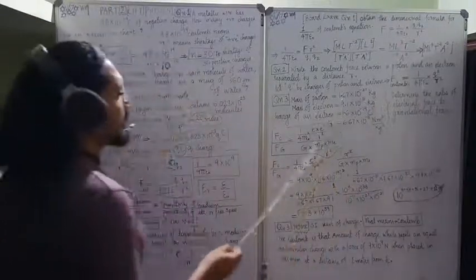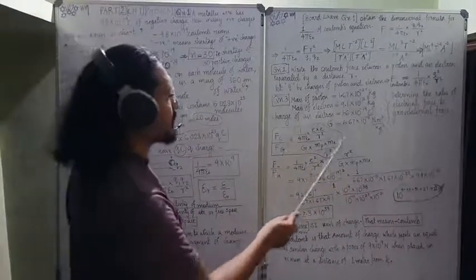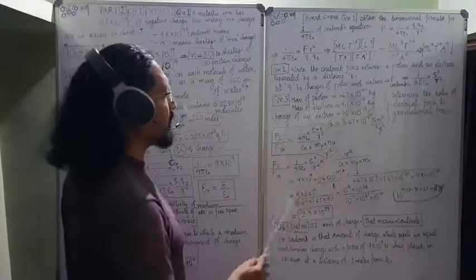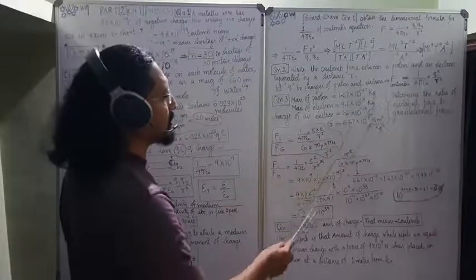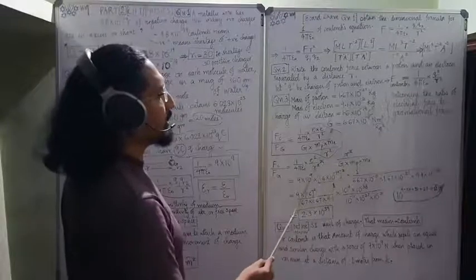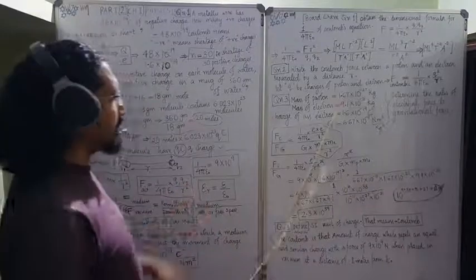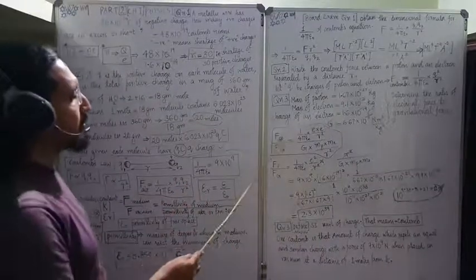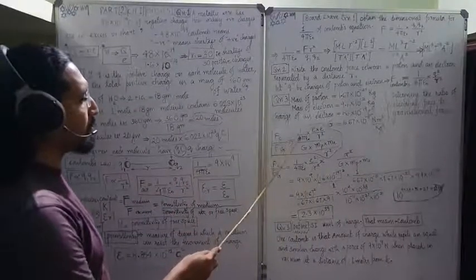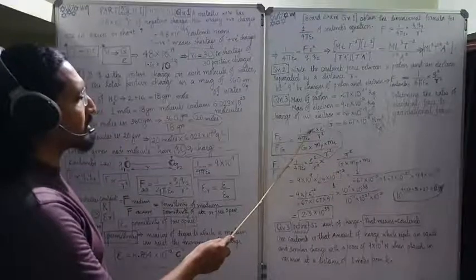Then the mass of proton is given, the mass of electron is given, the charge of electron is given, and the universal gravitation constant is given. Determine the ratio of electrical force to gravitational force. You want to find that out. To find the Coulombic force we know now 1 by 4 pi epsilon 0. What is the electronic charge?